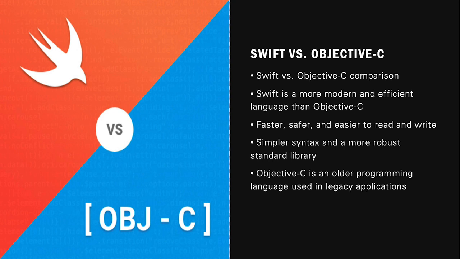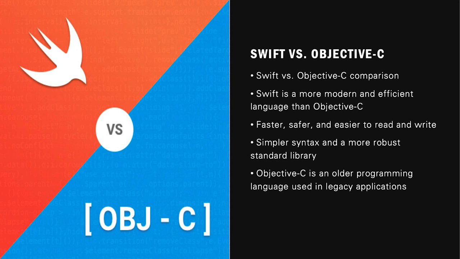Swift versus Objective-C. Swift is a more modern and efficient language compared to Objective-C. It's faster, safer, and easier to read and write. It also has a simpler syntax and a more robust standard library, making it easier to learn and use.